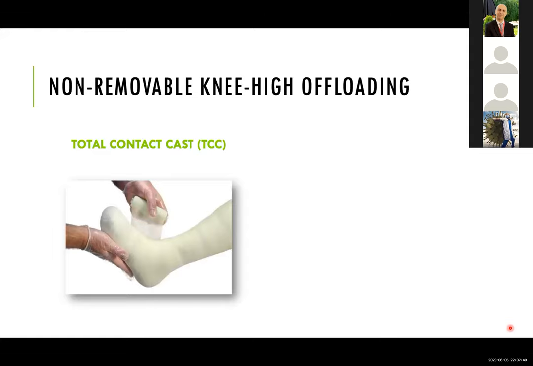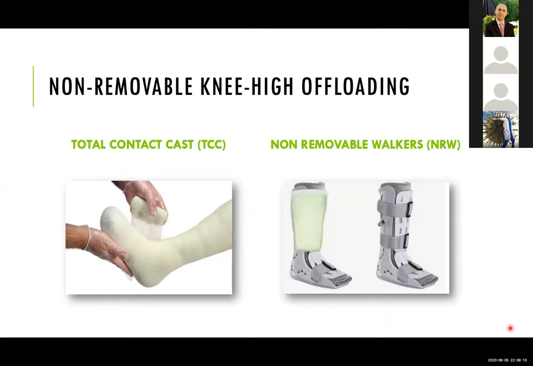Yes, that was the gold standard. But since last year, they introduced another one. It's a removable walker that is converted into irremovable. What does this mean? This is called the instant total contact cast, that was introduced by Dr. Armstrong and his colleagues in 2002. So what they do is take the removable cast walker and convert it into an irremovable one. How? Just by wrapping it with Coban.